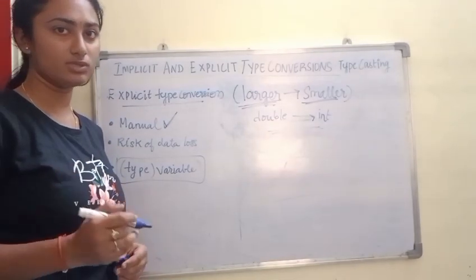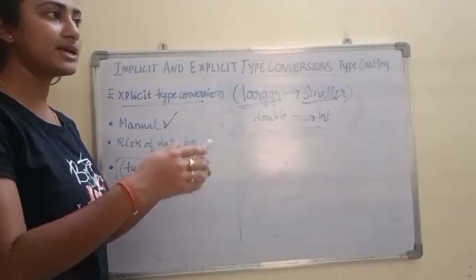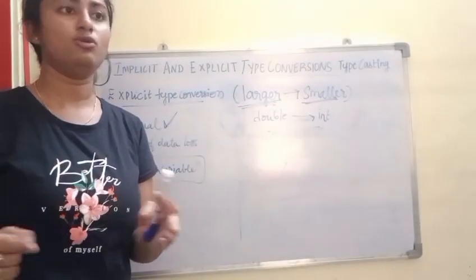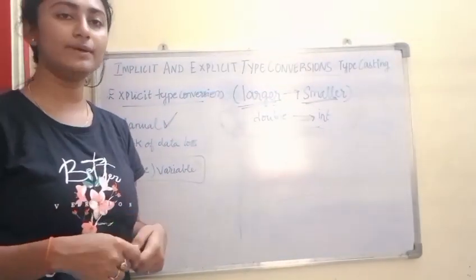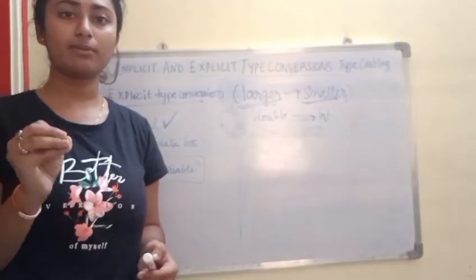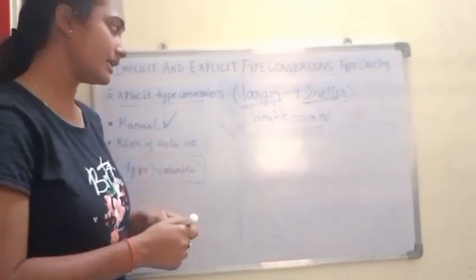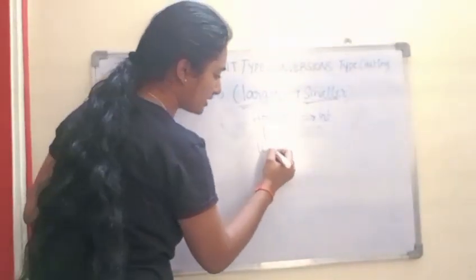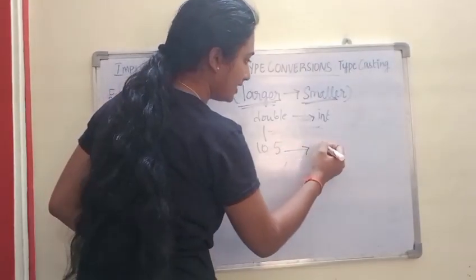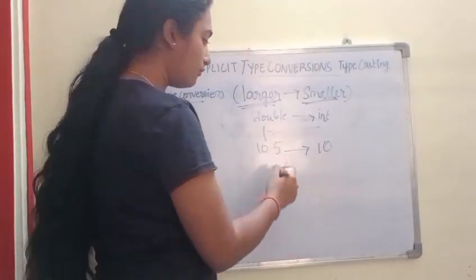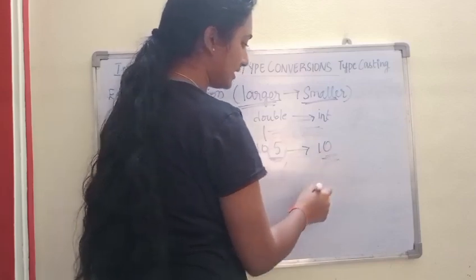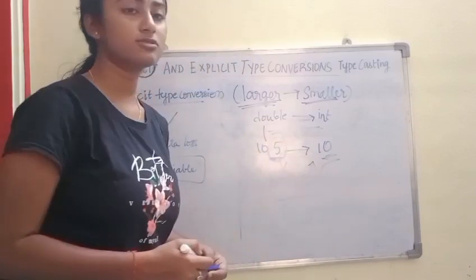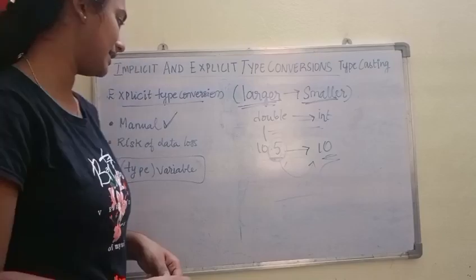There's a possibility of losing data because we're converting something very large to a smaller value. So either rounding off takes place, or some other thing might happen, and we might potentially lose some data. For example, the double value is 10.5. When you convert it to int, it becomes 10. So we're basically losing this decimal value here. We're not getting it here. So we are losing the data here. So there's a possibility of losing data.